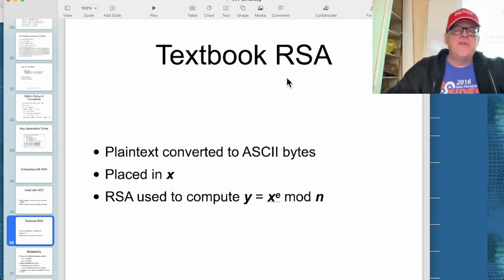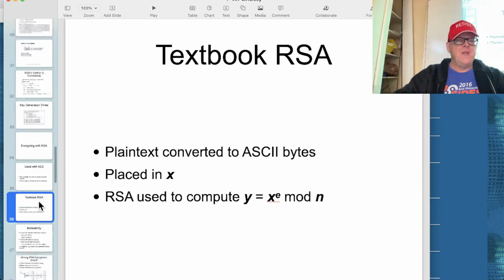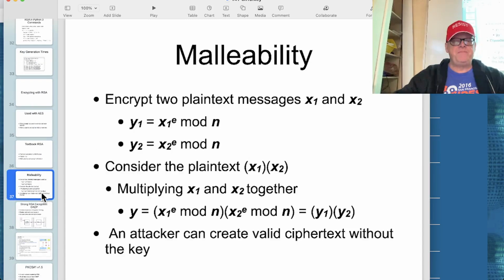So now this is what's called textbook RSA. You turn your plain text into ASCII bytes, put it in X, and then just calculate X to the E mod N. This is standard RSA.